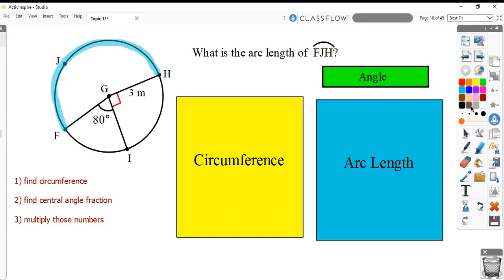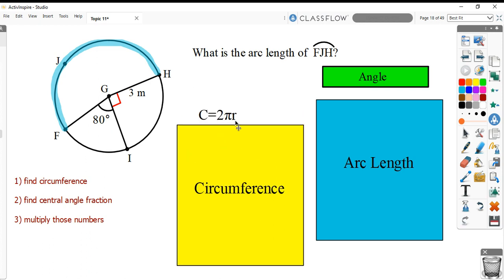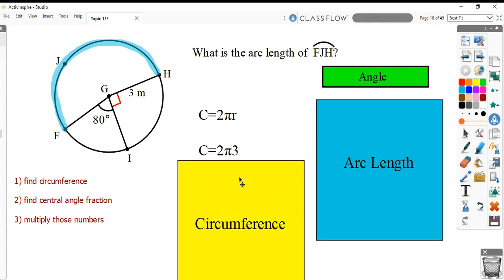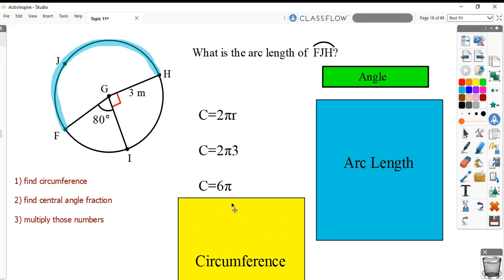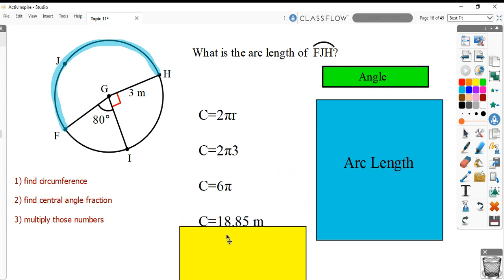Step 1, find the circumference. So we take our formula, 2 times pi times the radius. You can see right here that the radius is 3. So we've got 2 times pi times 3. Our circumference is 6 pi. Or if you're using a decimal approximation, you could say that it's 18.85 meters. That's your circumference. Now, let's talk about this next part.